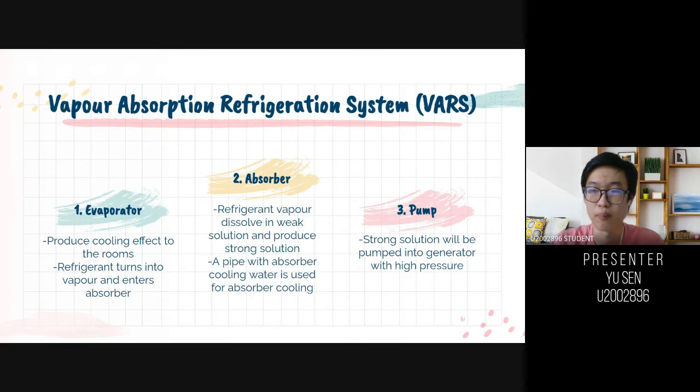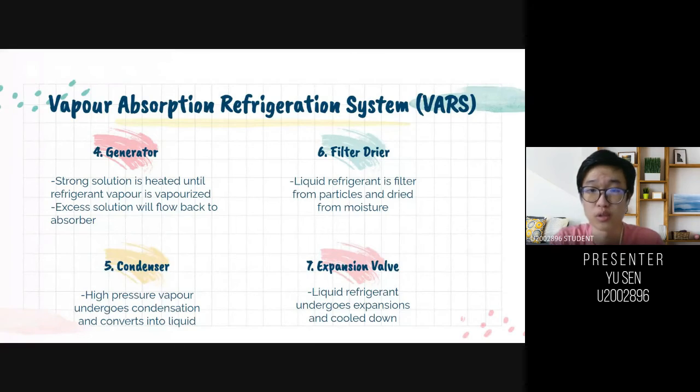Next, there is a pump installed beside the absorbers. It is used to pump the strong solutions from the absorbers into the generator with high pressures. In generators, the strong solutions will be heated by external heat like hot water or steam, and the refrigerant vapors will be vaporized from the strong solutions.